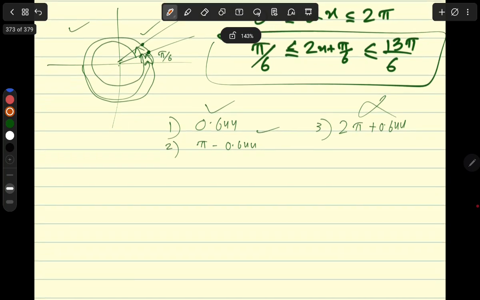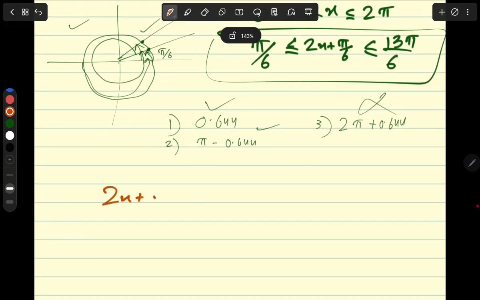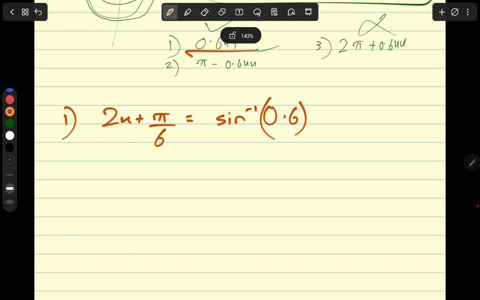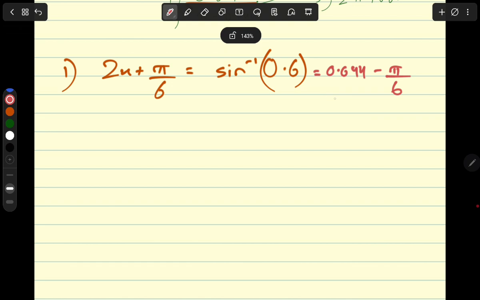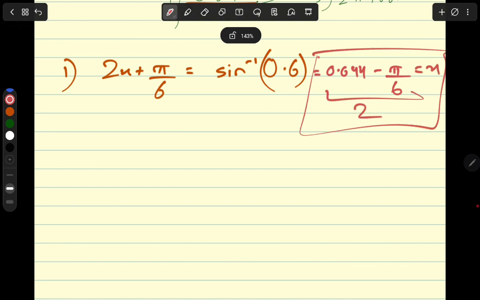So 2x plus pi by 6 is going to be equal to 0.644, which is nothing but sine inverse of 0.6. Put your calculator in the radians mode, please. Do not miss that. So this is the first, and then you adjust it. So this is 0.644, subtract pi by 6, which is 0.524, and then divide this entire thing by 2 in order to find the value of x. So this is the first answer.